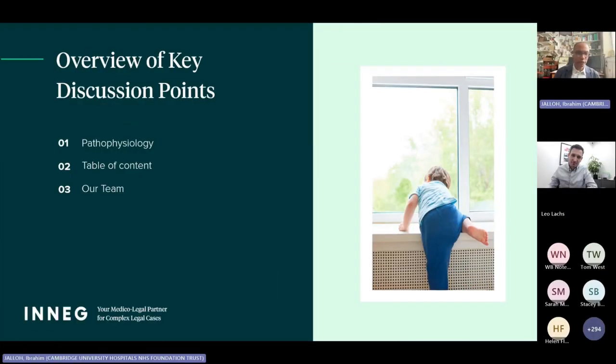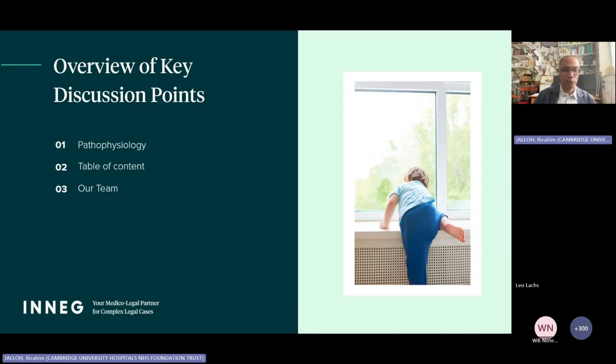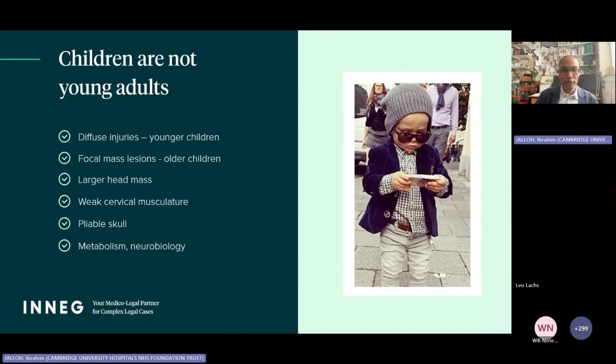Today, I'll whittle on for about 40 minutes, but to go through some of the pathophysiology and mechanisms that we understand are important with traumatic brain injury in children, and then just to talk about some of the aspects of management and how that impacts outcomes from these children. So it's really important to remember that children are not young adults. You can't extrapolate what we understand, what we know, how we treat adult traumatic brain injury to children.